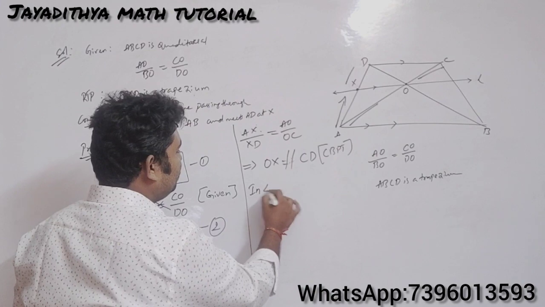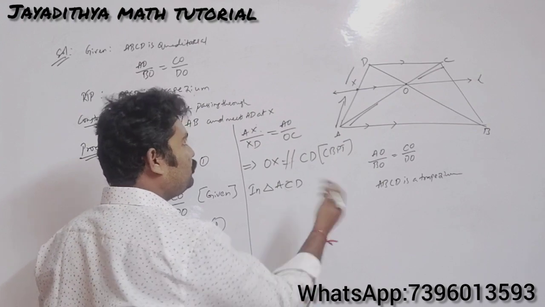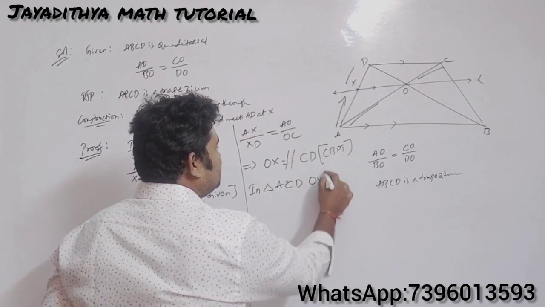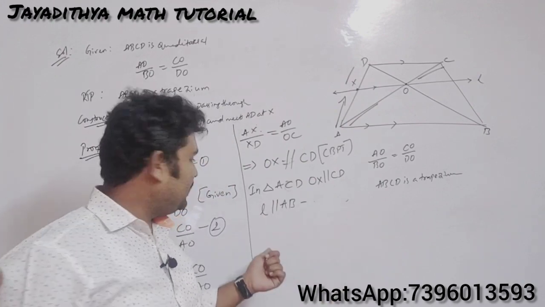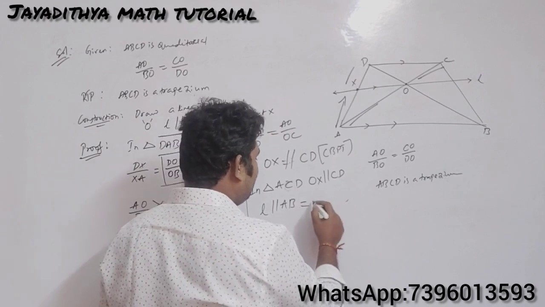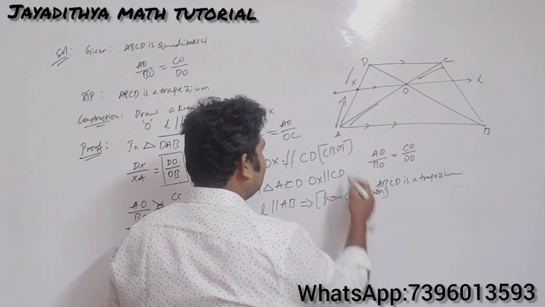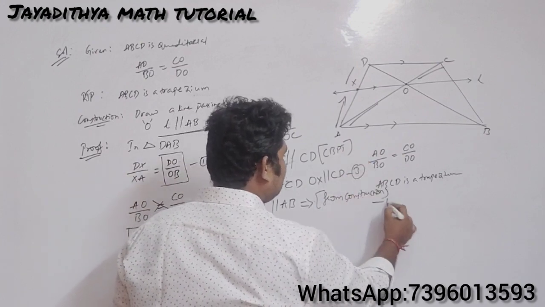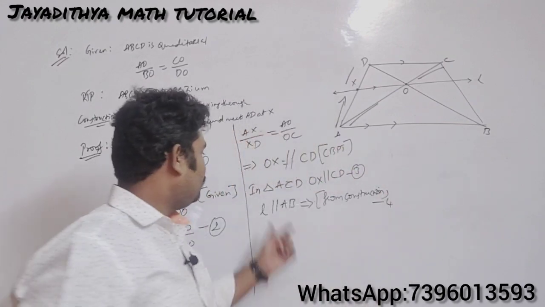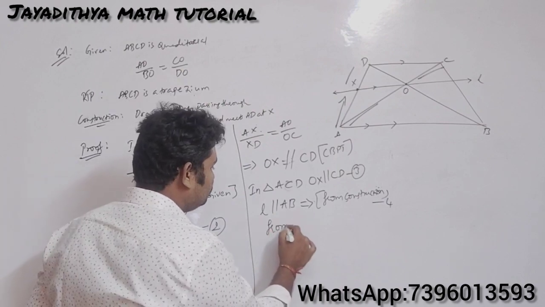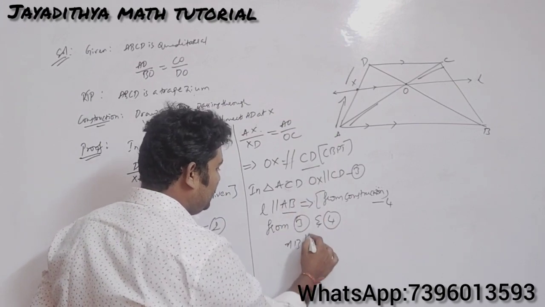So what happens here? In triangle ACD, what have you proved now? OX is parallel to CD. Clear? See here, L is parallel to AB. From where did you get this one? I got this from construction. Let us take this equation as 3 and this as 4 now. From 3 and 4, you can say that AB is parallel to CD.